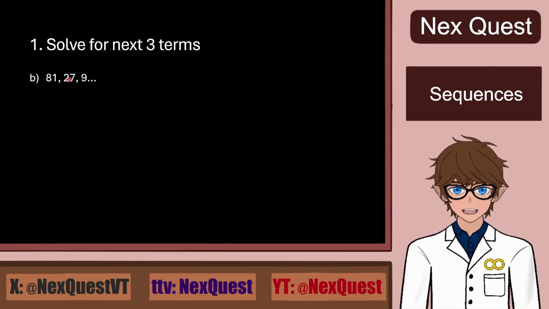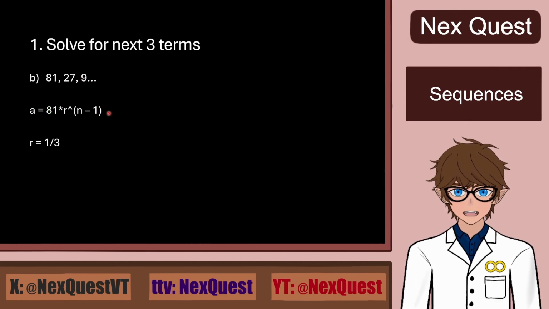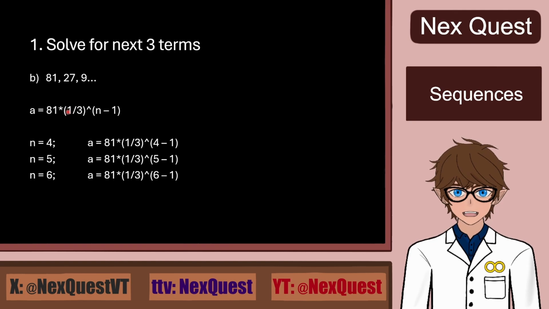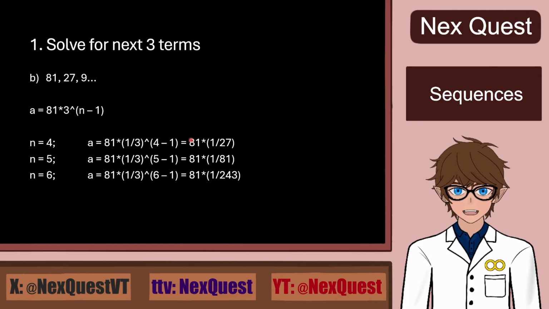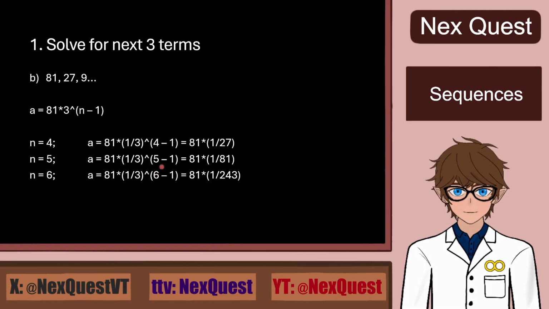Next one, 81, 27, and 9. We take the difference, we see that it's not the same. We take the ratio, we see that it's 3. So the ratio is 3, and we copy the formula we remember. First term in, ratio in, then put in the 4th, 5th, and 6th term, pasting in the corresponding n values. We get fractions, so we get 1/3 to the power of 3, to the power of 4, to the power of 5, which gives us fractions of 1 over 27, 1 over 81, and 1 over 243 respectively.